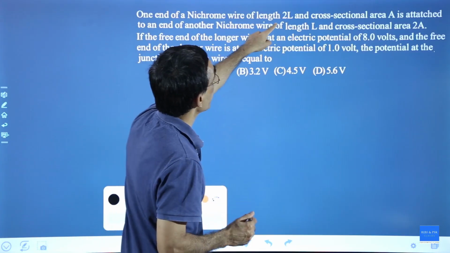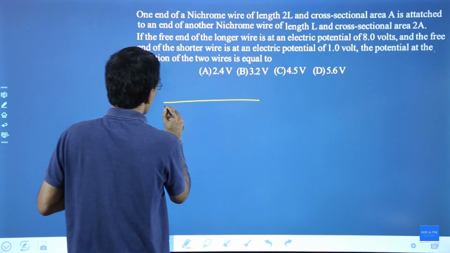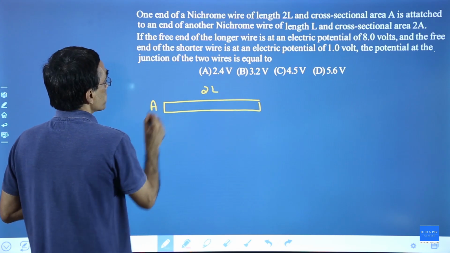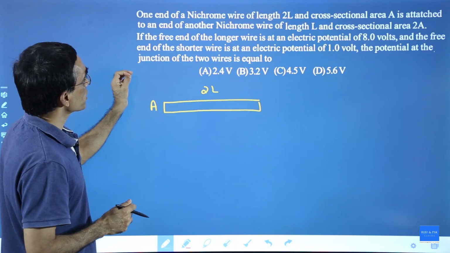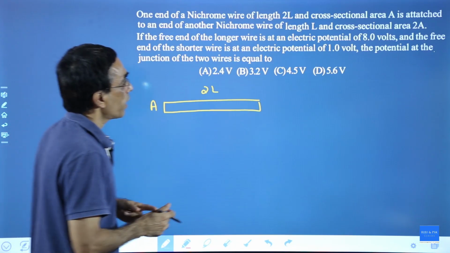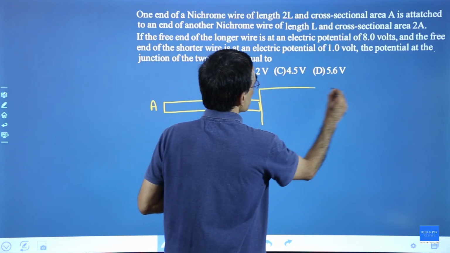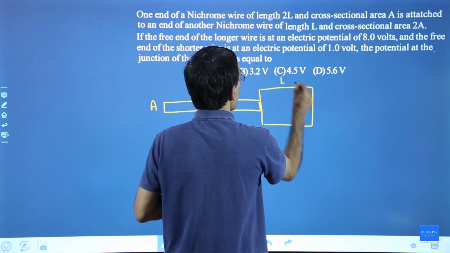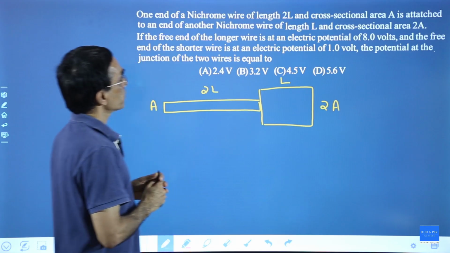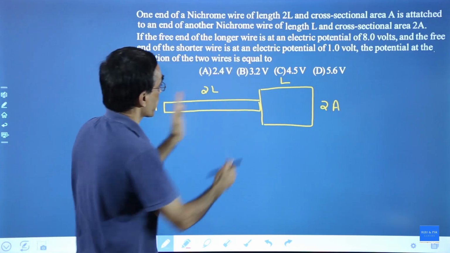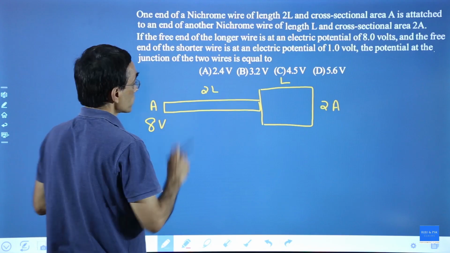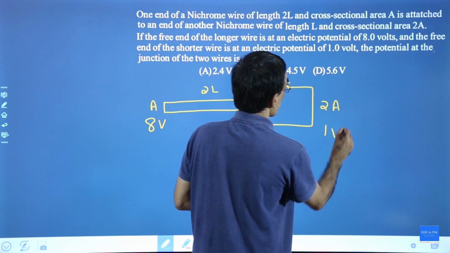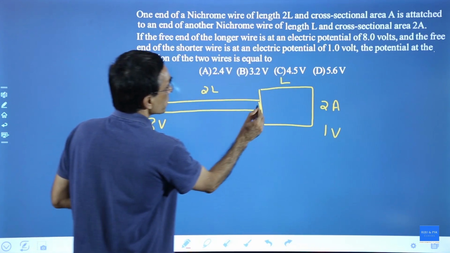There is a nichrome wire of length 2L and cross-sectional area A. It is attached to an end of another nichrome wire of length L and cross-sectional area 2A. So the next wire is a thick wire, but it is a shorter wire. It has a length L, but the area of cross-section is 2A. If the free end of the longer wire is kept at 8 volt and the free end of the shorter wire is kept at 1 volt, what is the potential at the junction here?